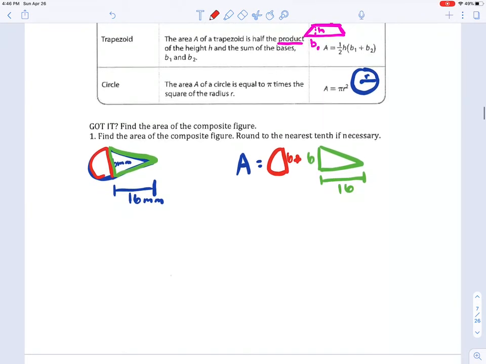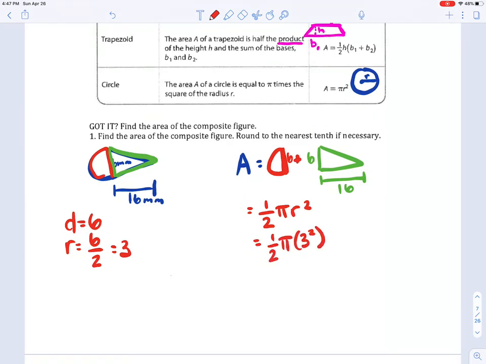Now, I can write out the formulas for each of these. For the circle, I only need half of it because it's a half circle. So I need 1/2 pi r squared. Okay, so thinking about the circle, I see the distance all the way across. Well, that is the diameter. So to find the radius, I have to divide it by 2. So I can plug in, I have 1/2, because it's a half circle, pi times the radius squared.